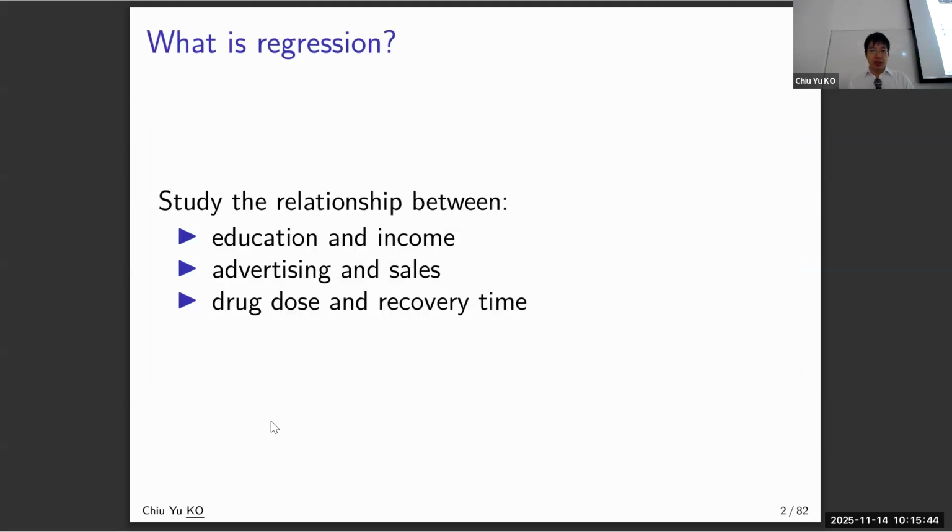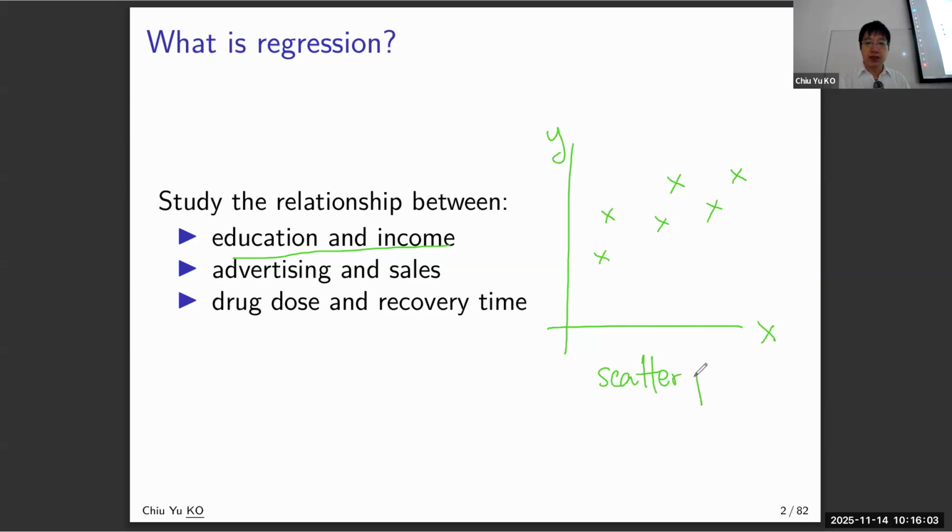Regression, in other words, is when you have two numeric variables, which you learned in topic 1. You have X and Y. Because they are both numeric, you can have a scatter plot, and the scatter plot is the way to visualize it.